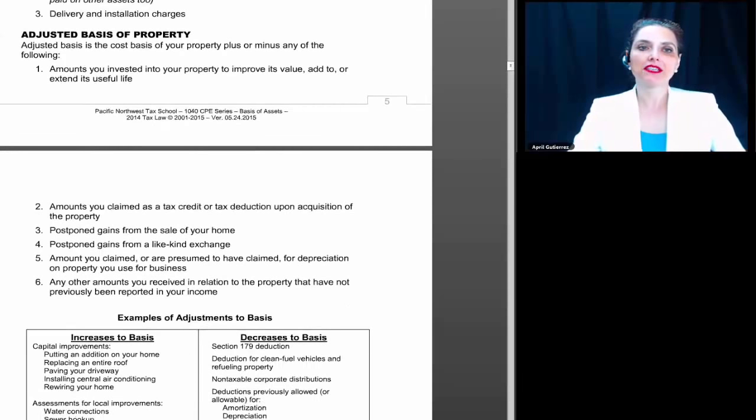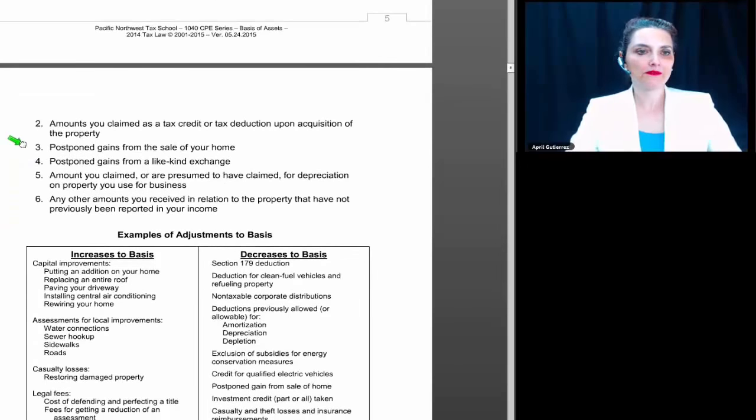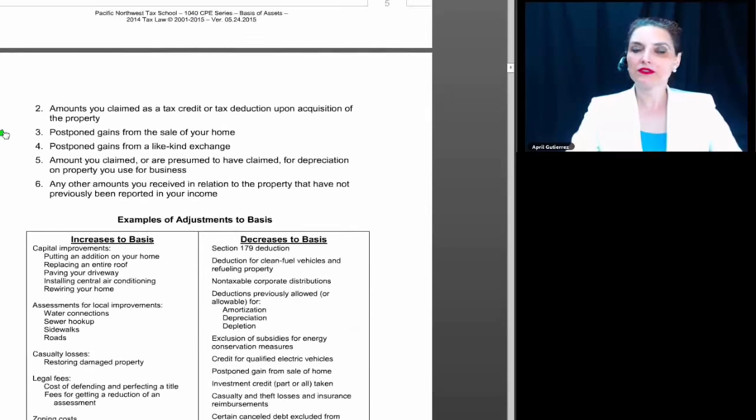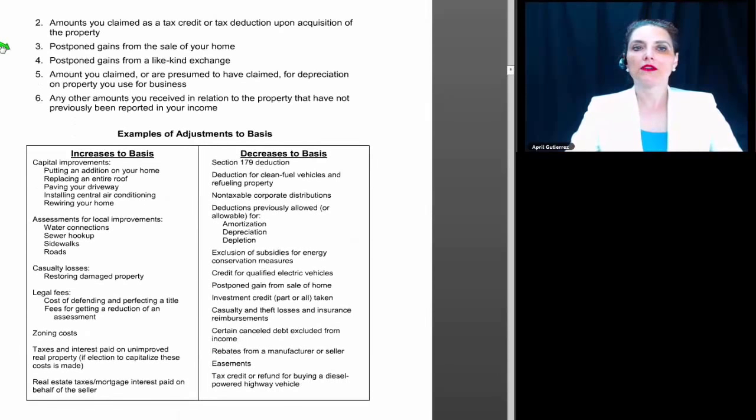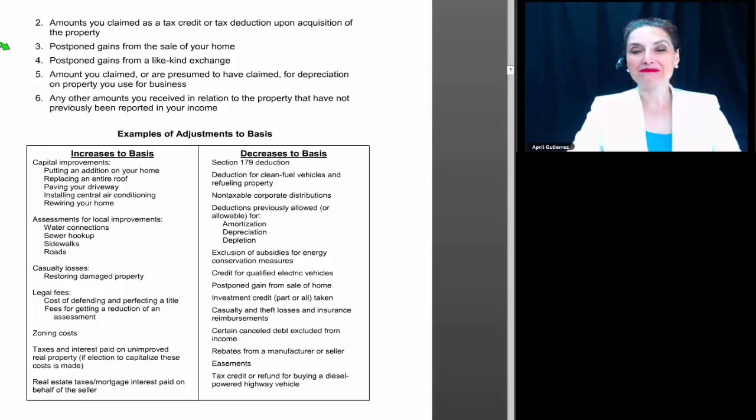All right, adjusted basis of property. Adjusted basis is the cost basis of your property plus or minus any of the following: amounts you invested into your property to improve its value, add to, or extend its useful life, and amounts that you claim as a tax credit or tax deduction upon the acquisition of property. These obviously can reduce your basis. Postponed gains from the sale of your home, and those go back in time quite a bit, but if you have a home that you sold and then you purchased another home before May 7, 1997, then you may have a postponed gain from the sale of your old home.